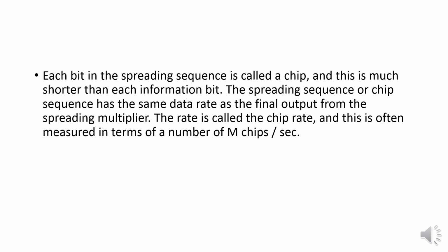Each bit in the spreading sequence is called a chip. The information bit will be longer when compared to the chips. The spreading sequence or chip sequence has a higher data rate, up to the final output of the spreading multiplier. This rate is called the chip rate, and it is measured by the number of M bits.